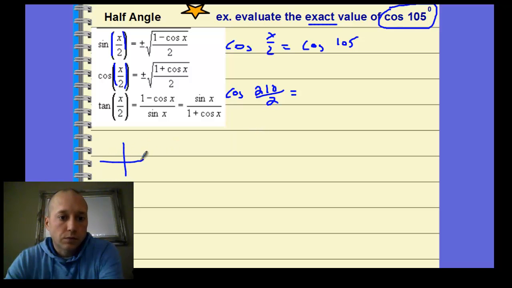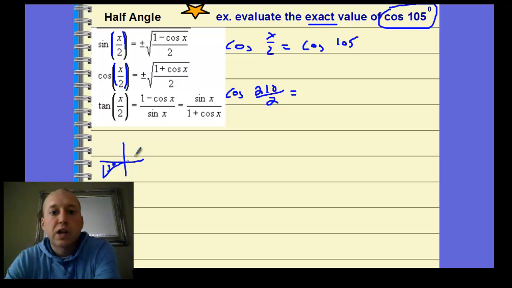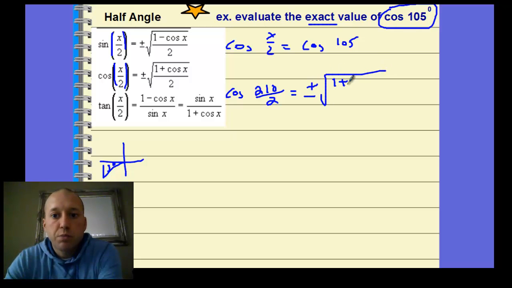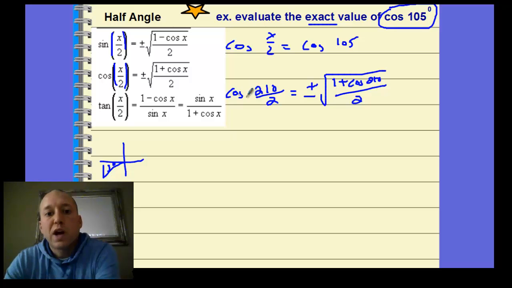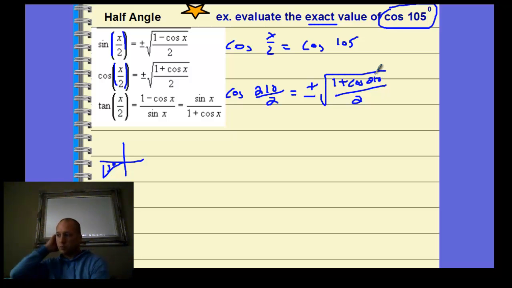210 is down here. It's actually 30 degrees past 180. So that's actually on the unit circle. And so using the formula for that, it's plus or minus the square root of 1 plus cosine of just the numerator, 210. So now we'll be able to rewrite cosine of 210 over 2 using the exact values of cosine 210.